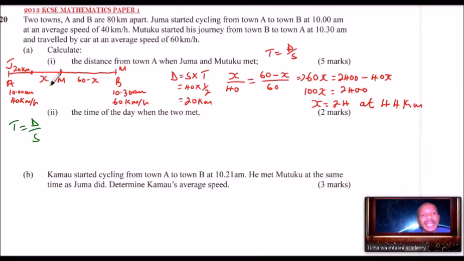Once you get that time, you add it to 10 a.m. Alternatively, you can get the distance covered by Mutuku, which is 60 minus 24, or 80 minus 44, which will give you 36, and you divide by the speed of Mutuku, then you add to 10:30. But okay, I'll just use one. I use Juma.